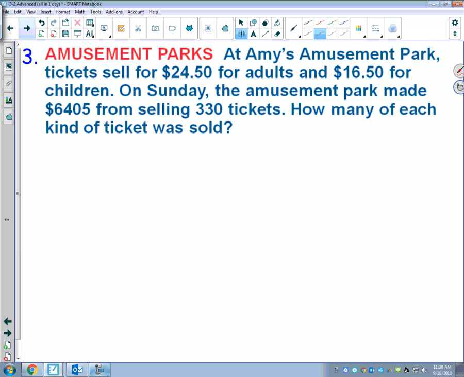What else do we want to do? We want to talk about story problems with systems of equations. So remember that a system of equations should be 2 equations and 2 variables. So you want to kind of think about what the 2 variables are.